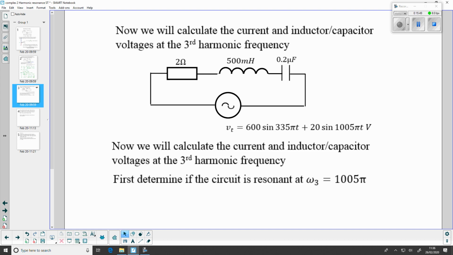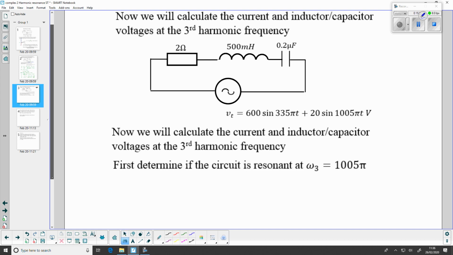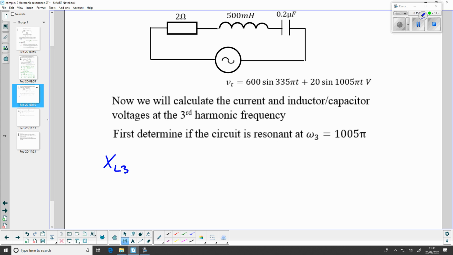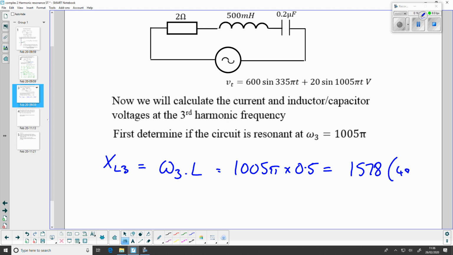Right. So how do I calculate XL3 then? It's omega 3 times L. That comes out, I made it 1578 ohms, to four significant figures. Ohms, we should have in there.